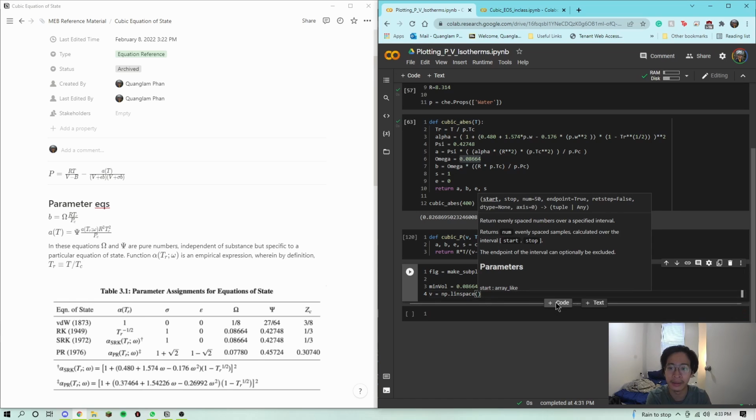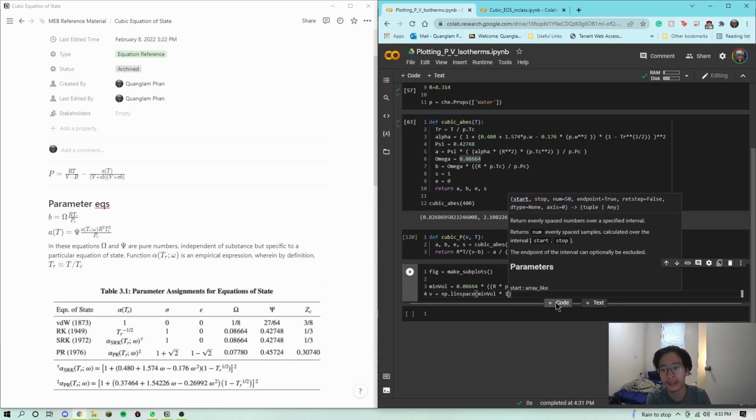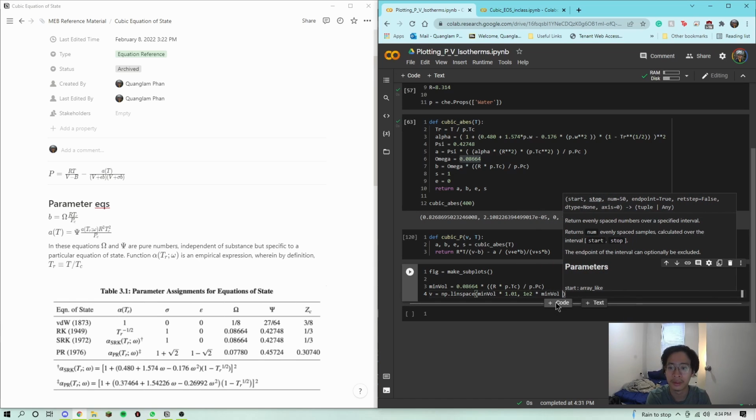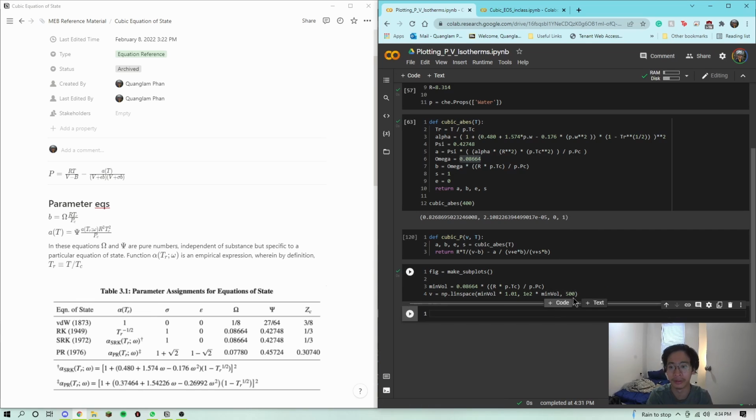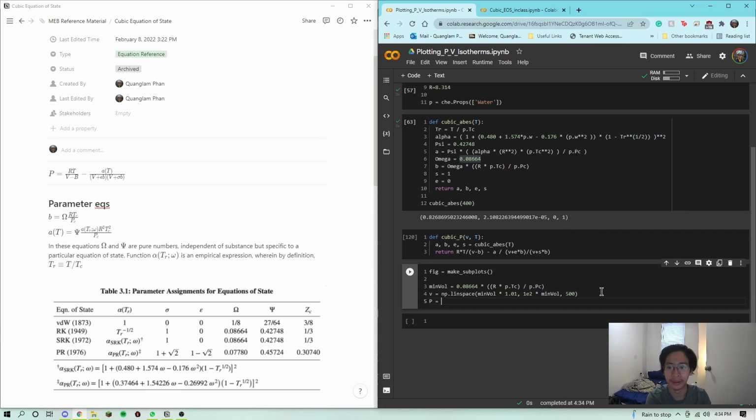So we can say that, okay, we want to start at, I don't know, 1% above the minimum volume, and we'll go all the way to something like 182 times the minimum volume, and we'll have something like 500 points in between. Okay, well, let's make our P. P is equal to cubic_P of volume and temperature. And we'll say temperature is equal to something like 400.